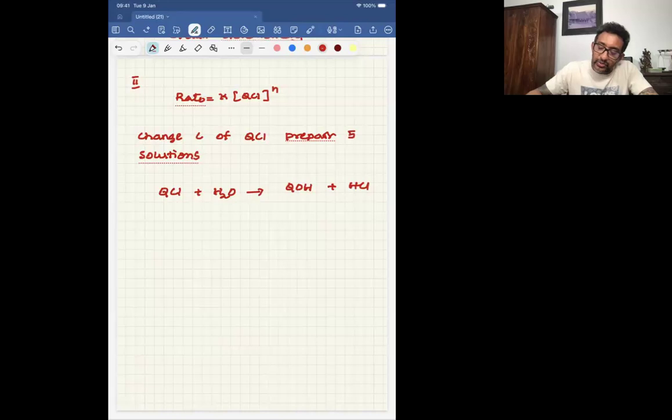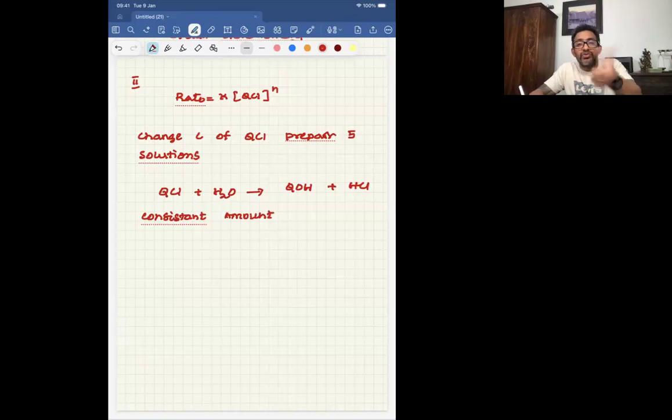One of the things you can do is add a consistent amount of silver nitrate. Remember the sulfur formation we did? We did the sulfur cross formation. An amount of silver nitrate is added.